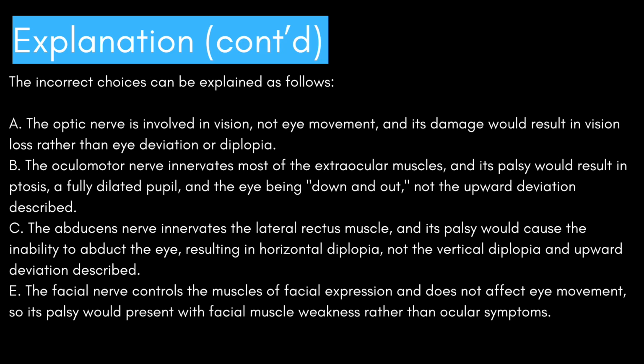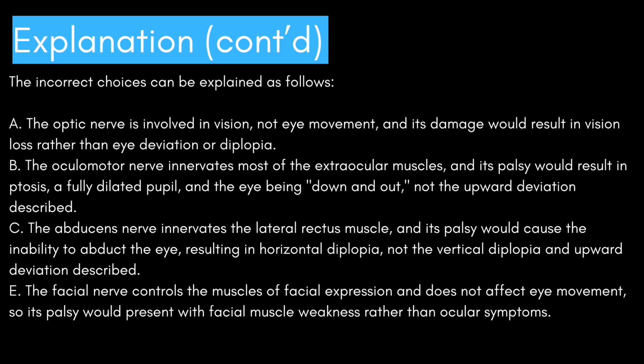The incorrect choices can be explained as follows. A. The optic nerve is involved in vision, not eye movement, and its damage would result in vision loss rather than eye deviation or diplopia. B. The oculomotor nerve innervates most of the extraocular muscles, and its palsy would result in ptosis, a fully dilated pupil, and the eye being down and out, not the upward deviation described.